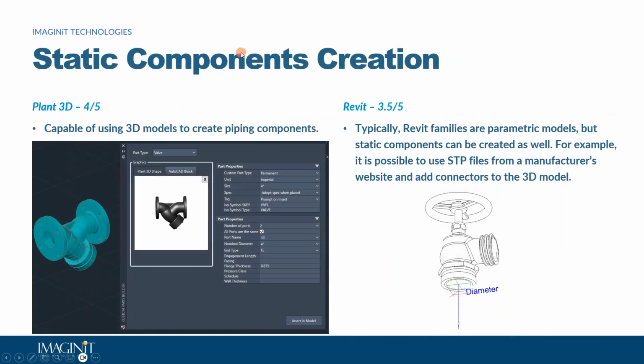Static components creation. Plant 3D, 4 out of 5, capable of using 3D models to create piping components. So what we mean by static components creation is something like if you have a 3D model, you downloaded it online, for example, from a manufacturer's website, a STEP file or something that was created in some other software like Inventor. So in Plant 3D, you can easily convert that into a piping component.